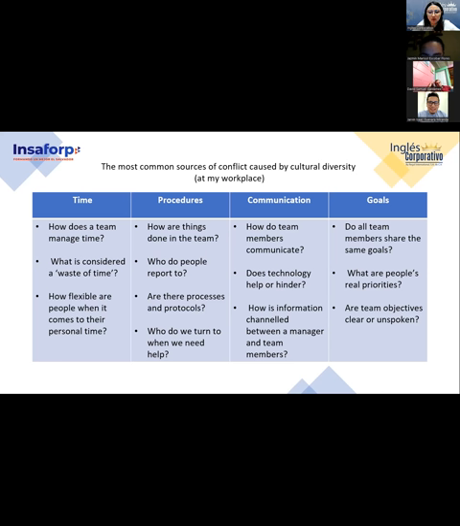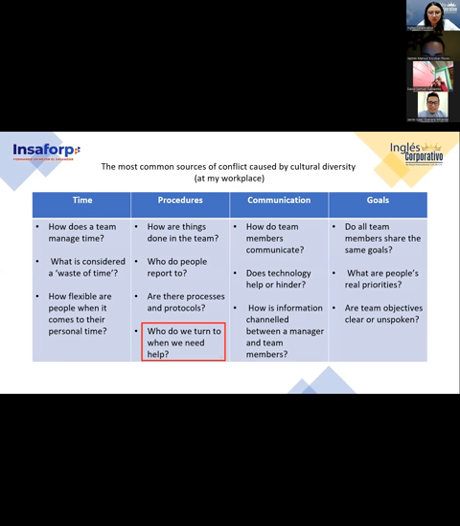Because if we don't have clear processes, of course, I may think that I'm doing the right way, the right activities, right? But whenever somebody comes and tries to work with me, they may think that they are doing it right, even though they are doing the opposite. So are there processes and protocols? And this one is very important. Who do we turn to when we need help?